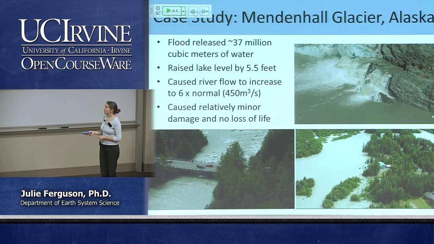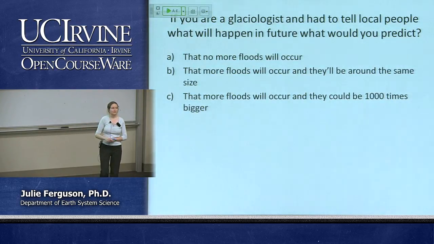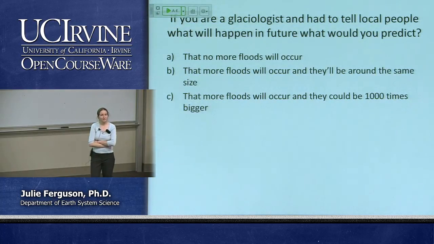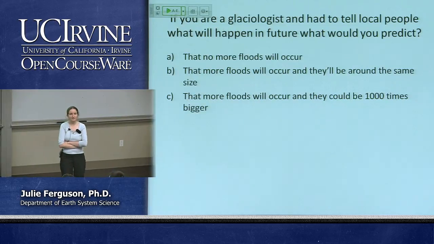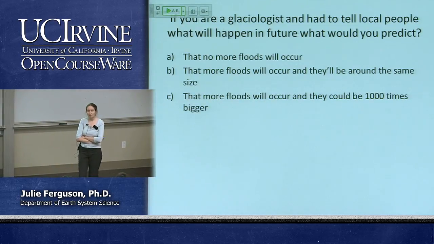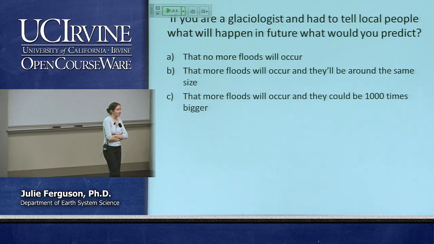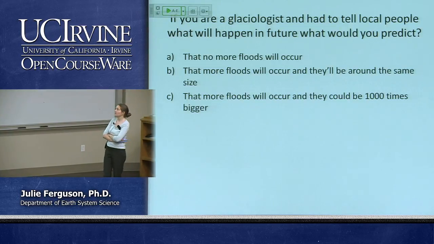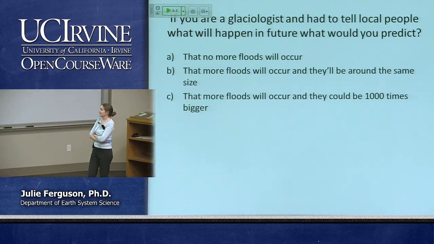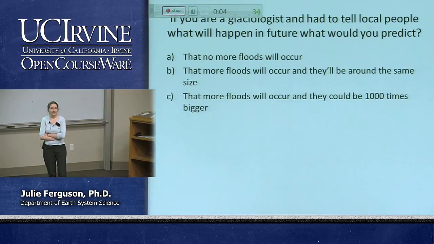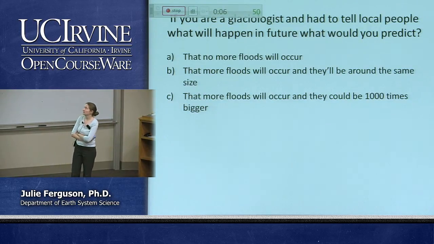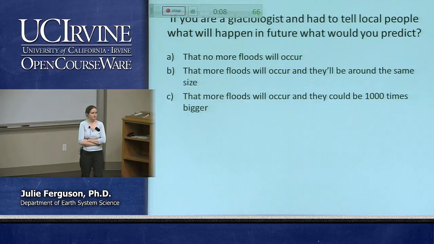Okay, so my question is, having heard a little bit about why this flood happened, and so subsequently why the flood the next year happened, if you were employed as a glaciologist by the people of Juneau to tell them what was going to happen, what would be the best thing to tell them? Okay, so think about why it happened. Think about why that water was released. What would that mean about potential future floods?